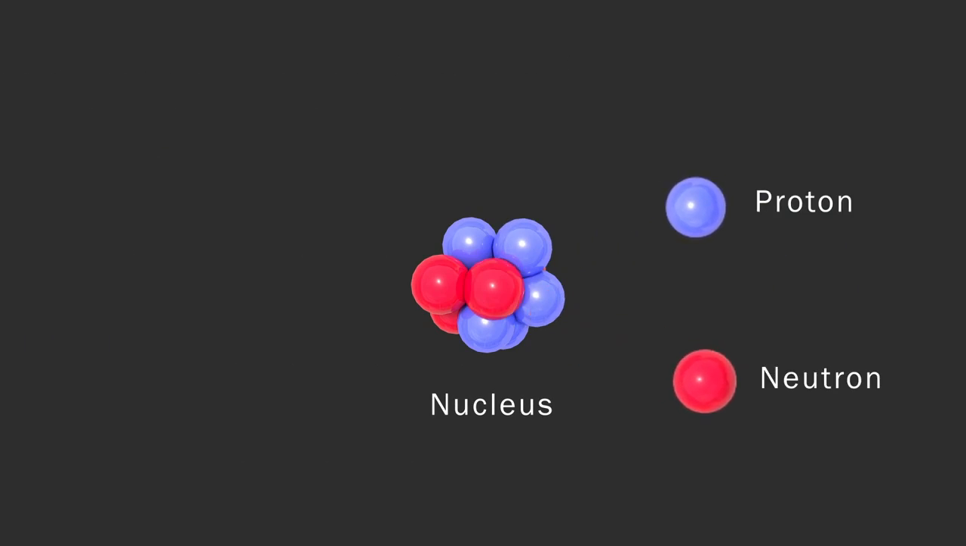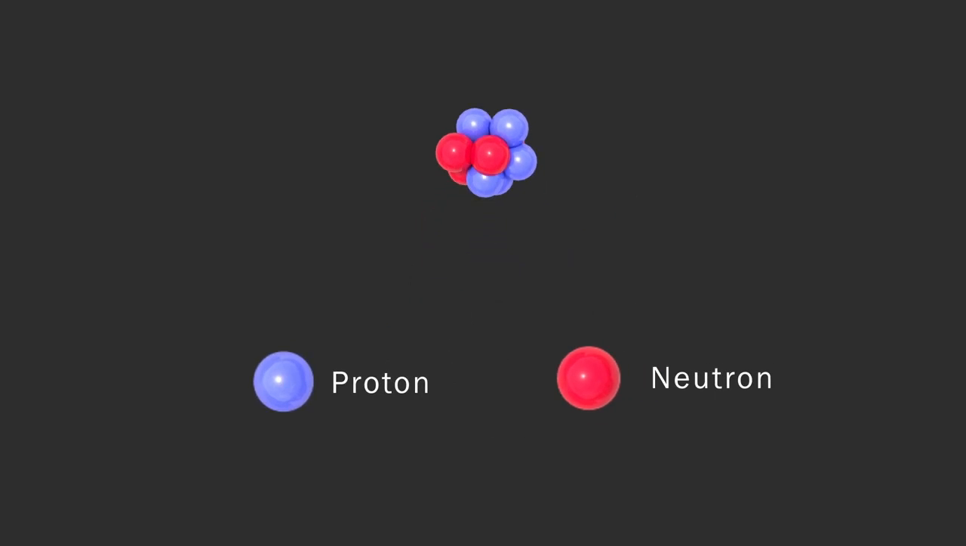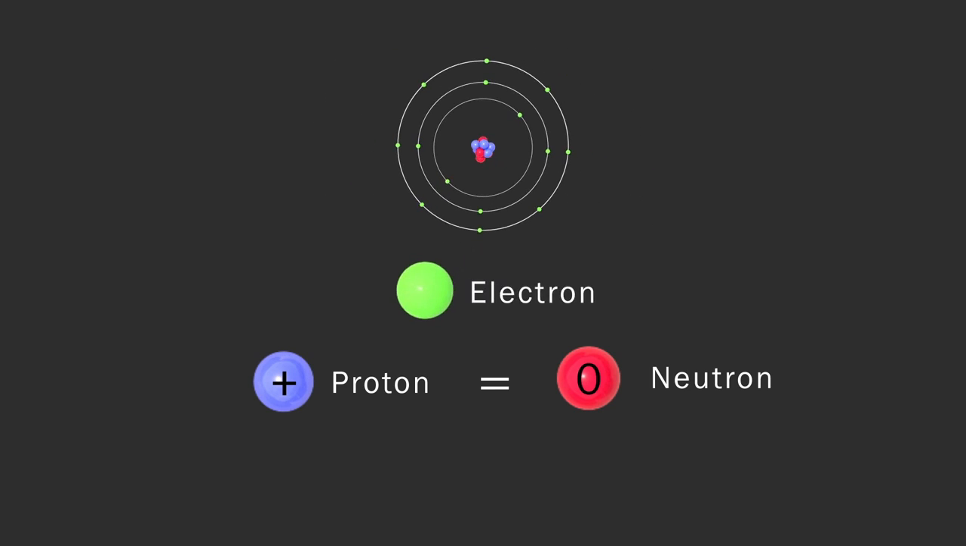The nucleus is made up of protons and neutrons, and the number of protons and neutrons are balanced. Neutrons have no electric charge. Protons have a positive charge, and electrons have a negative charge. The positive charge of a proton equals the negative charge of an electron.